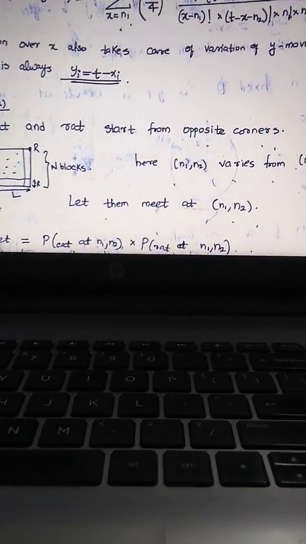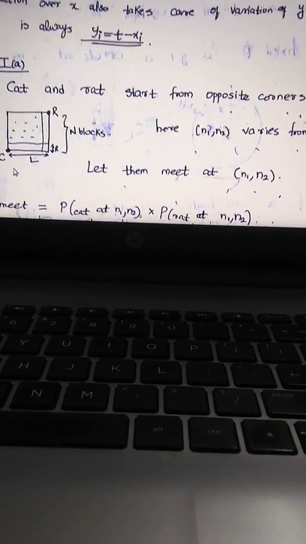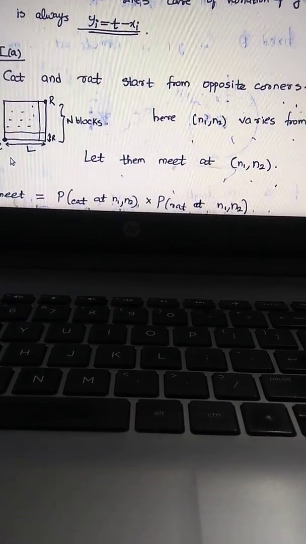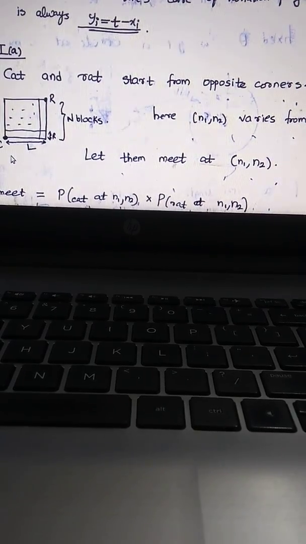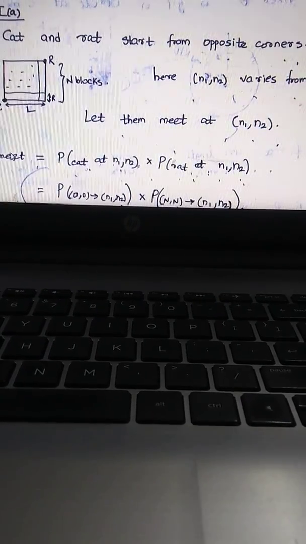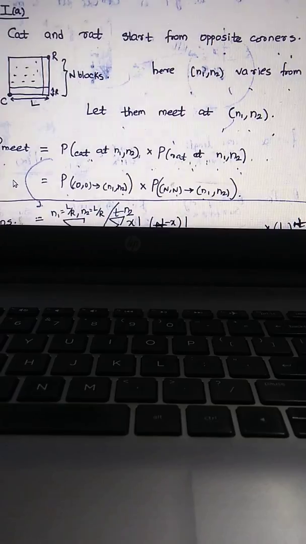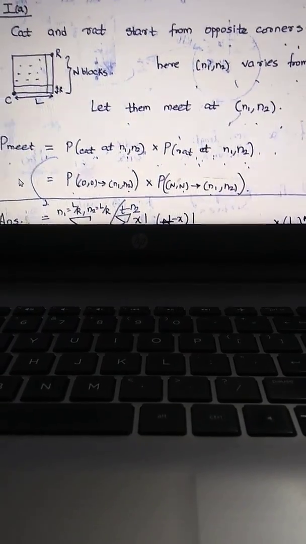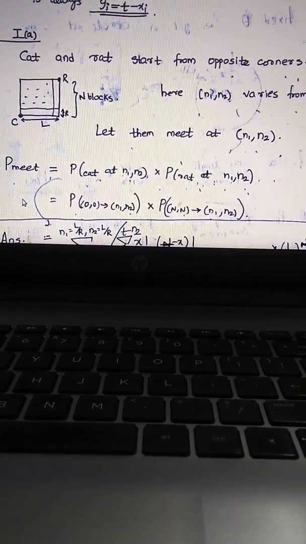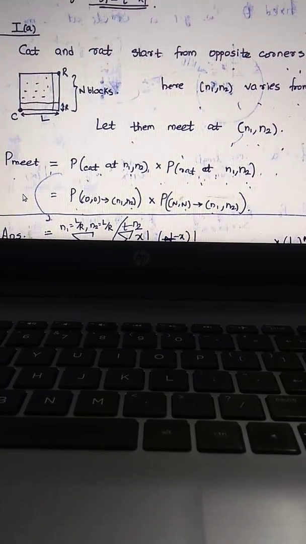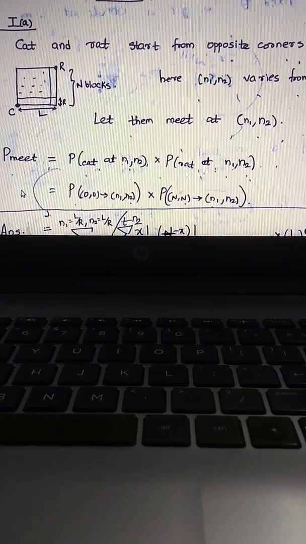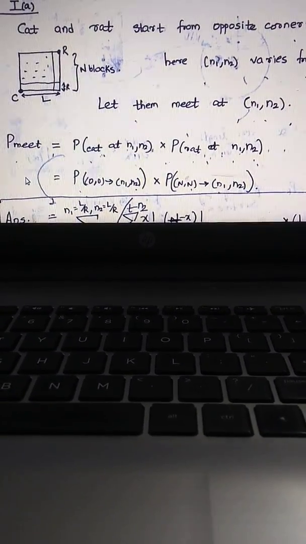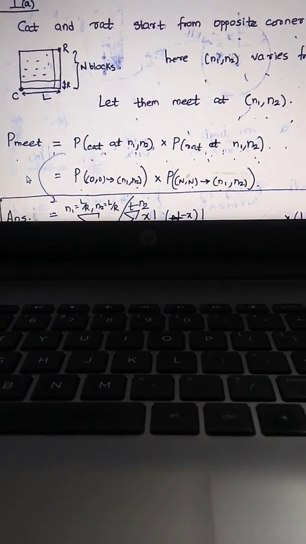Okay, so here n1, n2 varies from (0,0) to (n1, n1), and from capital N to capital N. So we arbitrarily take a coordinate, so let it be (n1, n2). The probability of meeting would be the probability of the cat meeting at (n1, n2), multiplied by the probability of the rat meeting at (n1, n2).